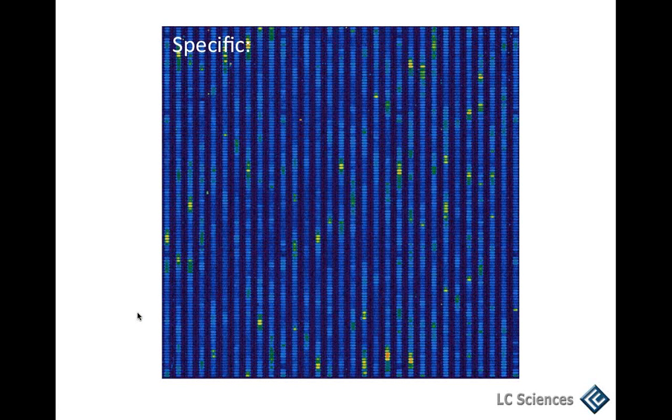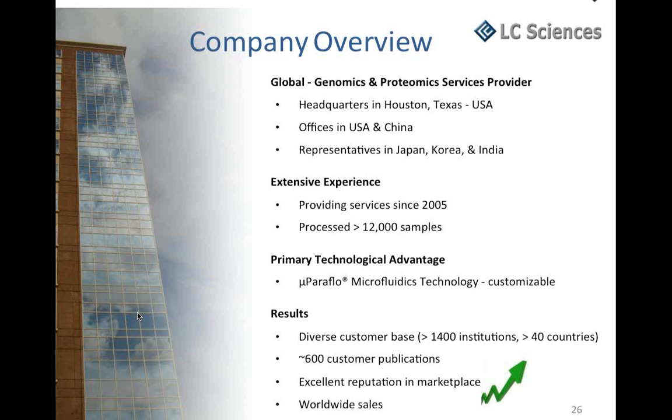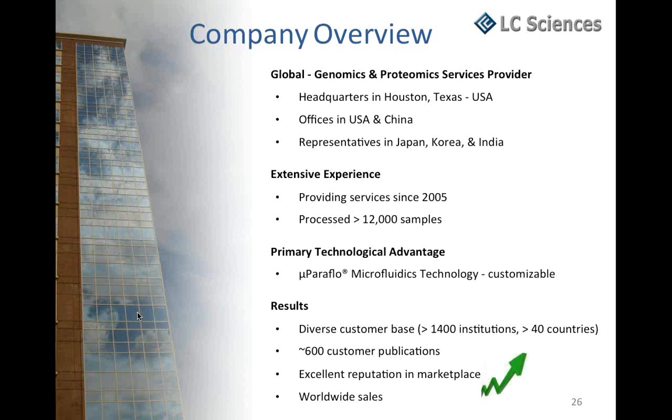Just briefly about us. We are located here in Houston. There's the headquarters. We have also offices in China and representations in other countries, but all the experiments and all the samples end up here in Houston in our lab. We are doing custom microarrays since 2005, and we processed way more than 12,000 samples by now. Most of these samples are, as mentioned before, in the RNA field, microRNA especially. But we started offering peptide array services a few years ago, and we are now focusing on this as well.